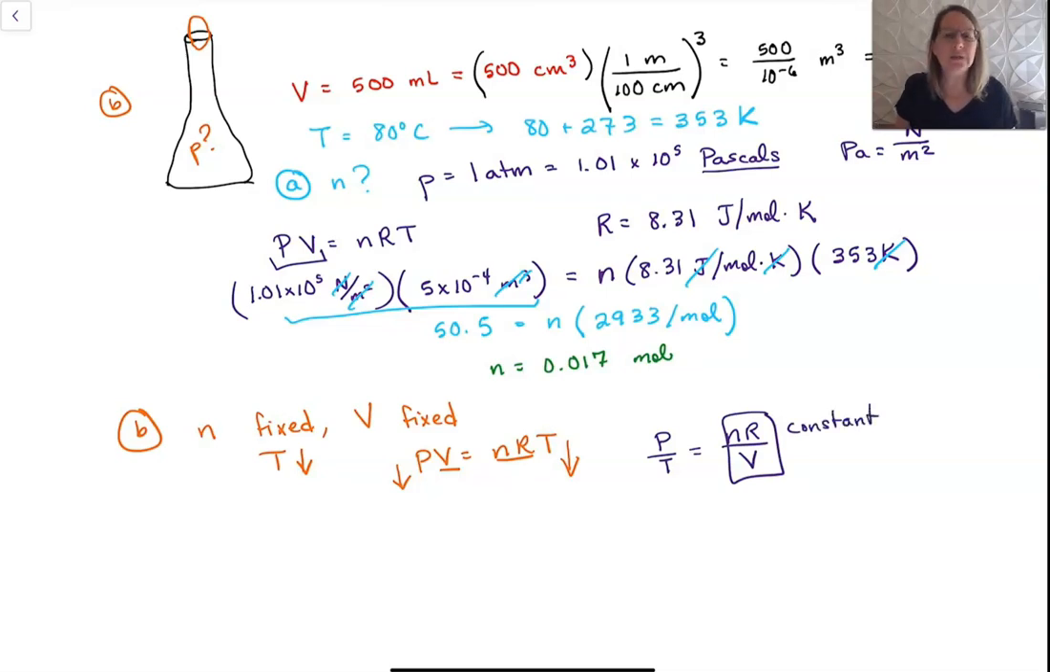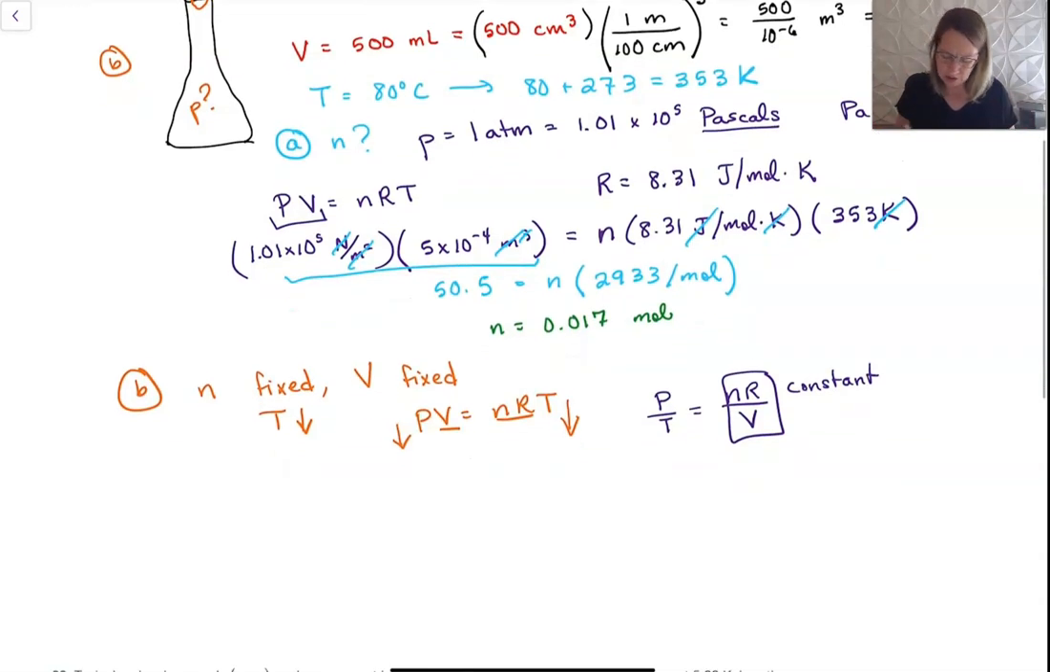Right, that's sort of an easier way to work this instead of having to recalculate all these numbers again. So you can say the pressure of part A over temperature of part A is equal to pressure 2 over temperature of 2. Actually, I'll call those A, and this will be part B once things have cooled down. So pressure A is 1.01 times 10 to the 5th pascals.